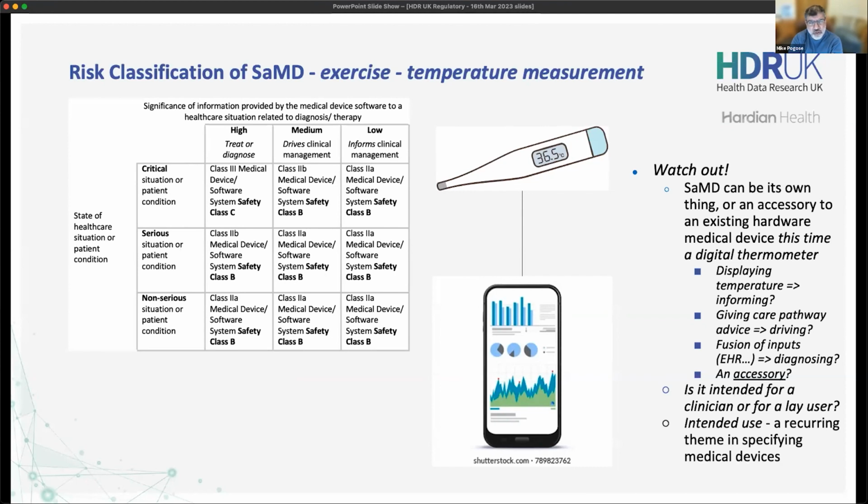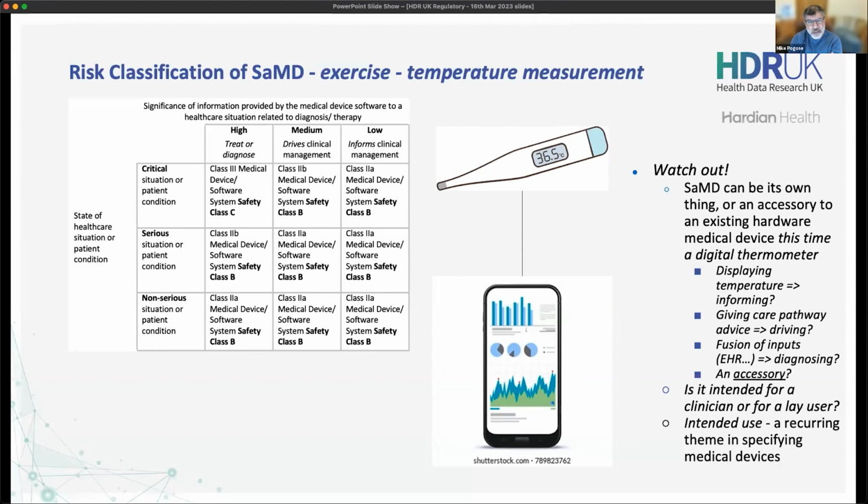Is the software, though, driving clinical management? Is it saying, because your temperature has reached 39.5 degrees, and this is really important now, and because of other things that the software may know, so care pathway advice, it says 39.5, you need to do something. So you know, starting to rely on that software to remind you to do something, but still as a clinician, you know enough about the case to decide what that something is. Are you driving clinical management?